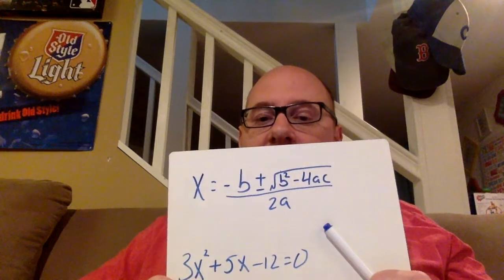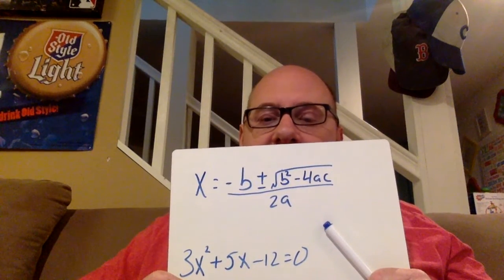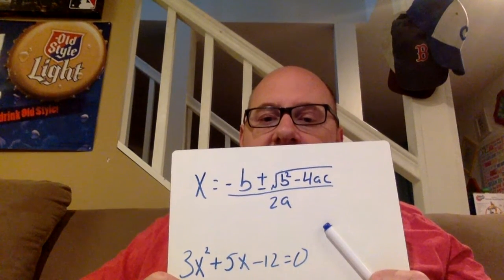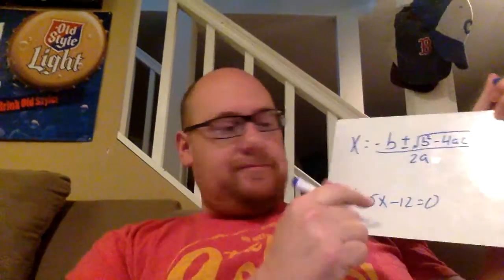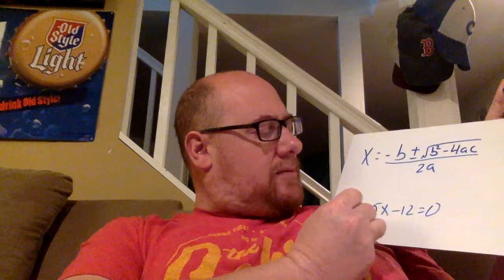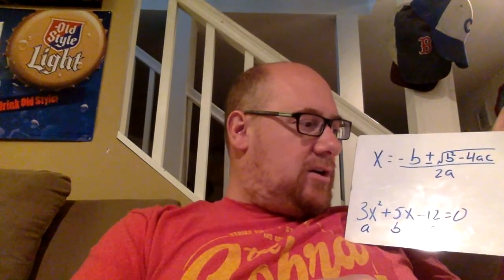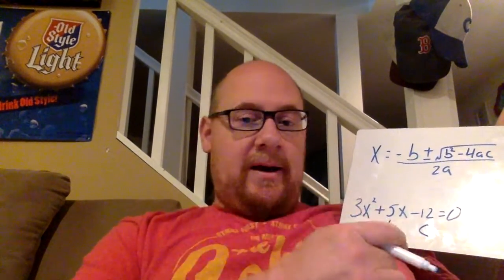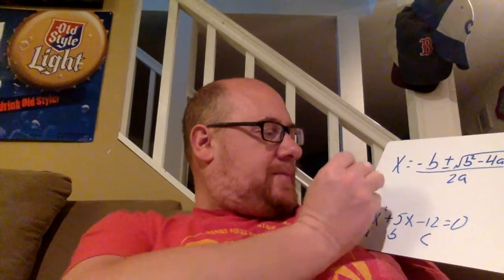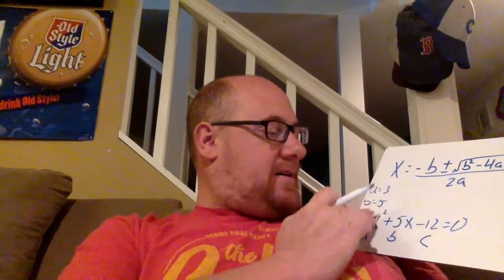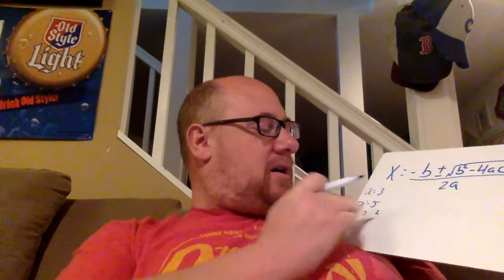It is negative b plus or minus the square root of b squared minus 4 times a times c, divided by 2 times a. And if you remember, guys, on a quadratic equation, this is your a, this is your b, this is your c. So really, it's just a matter of plugging in things where they need to go. For example, I'll write a equals 3, b equals 5, and c equals negative 12.